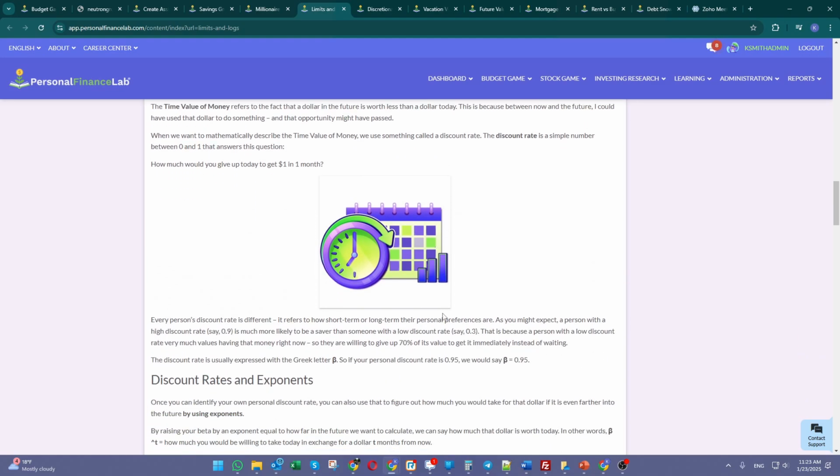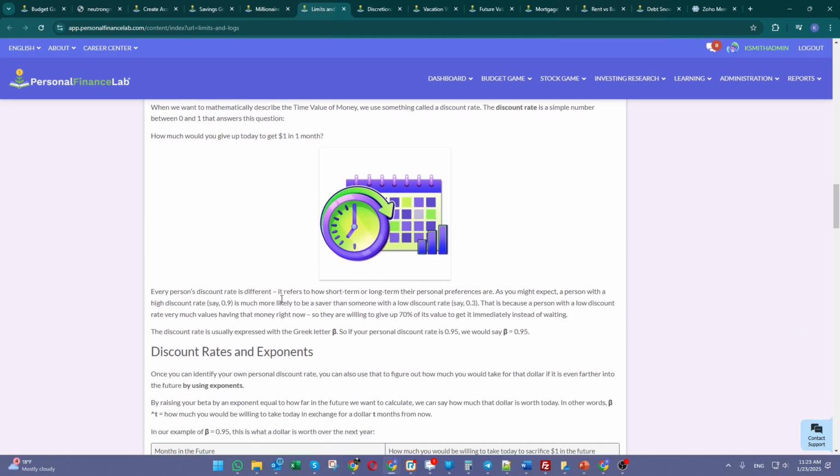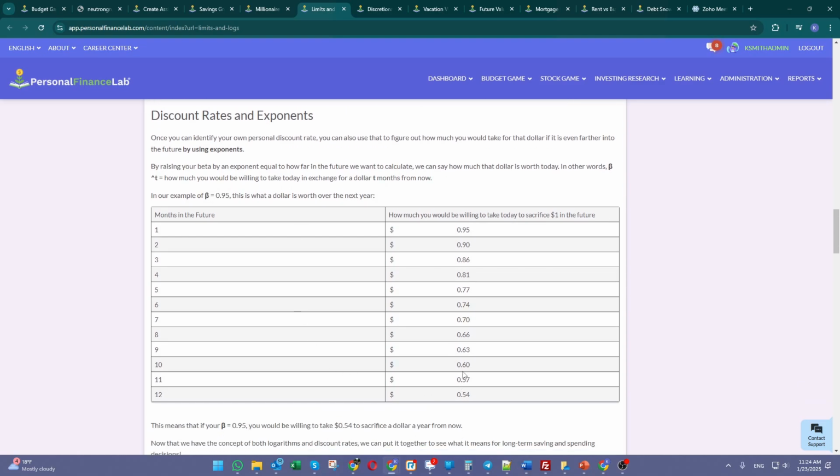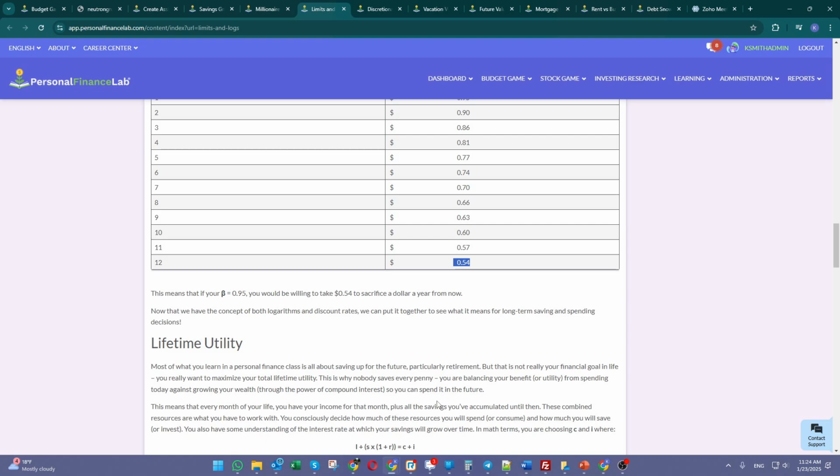So now we can talk about the concept of a discount rate, which really comes down to how much is a dollar today worth tomorrow, and how much is a dollar tomorrow worth today. So it uses the concept of beta, which we're borrowing from economics, and it says a year from now, if you have a beta of 0.5, a dollar a year from now is only worth 54 cents today. So you need somebody willing to pay you more than 54 cents.